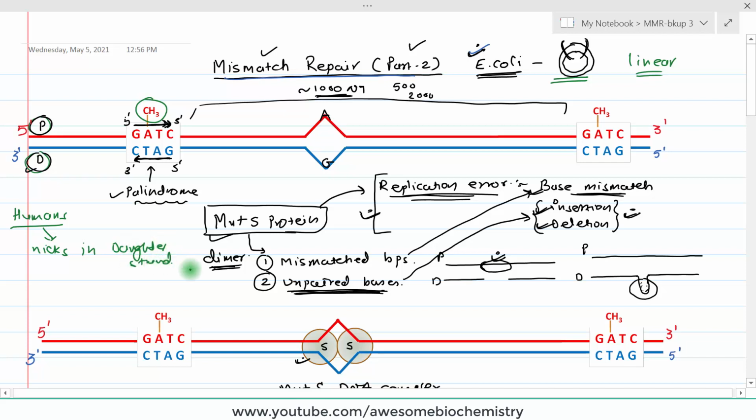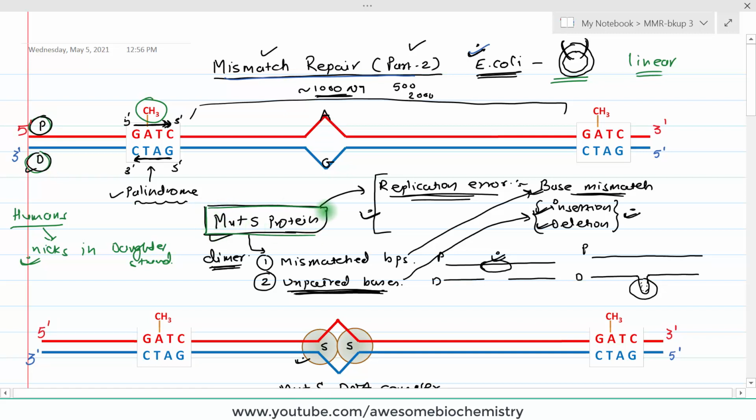Immediately after synthesis of the daughter strand, there are still unsealed nicks, right? In the leading strand, there is one nick, and on the lagging strand, there are multiple nicks. And this nick sealing takes some time. So based on that, the human enzyme system can differentiate between parental DNA strand and daughter DNA strand. This is the first major difference.